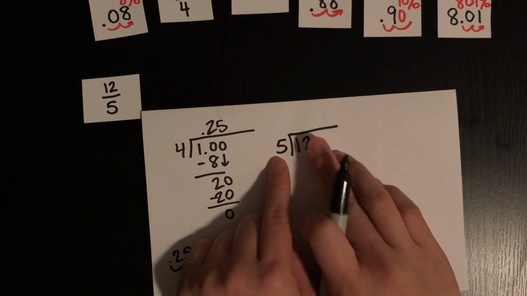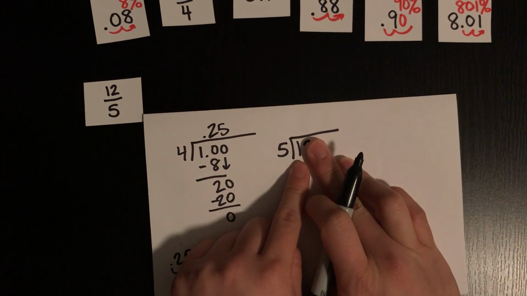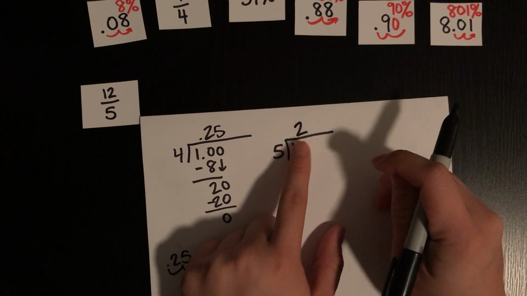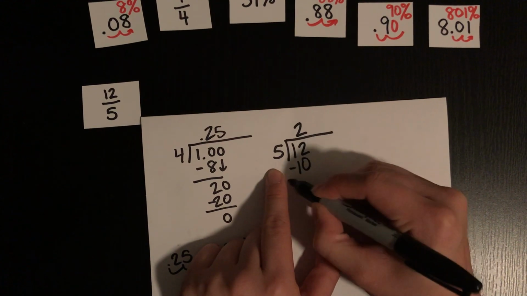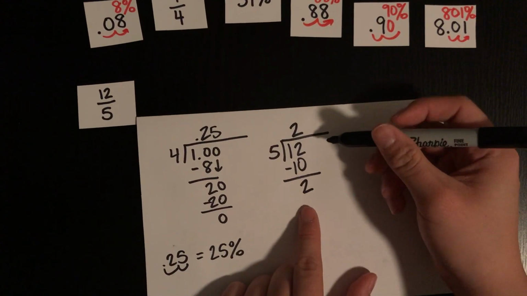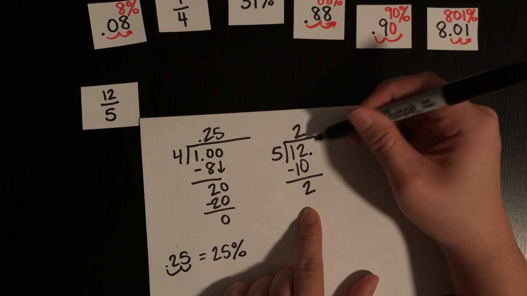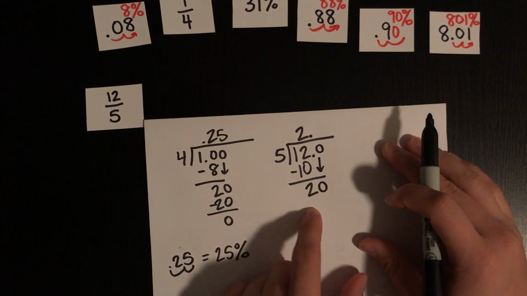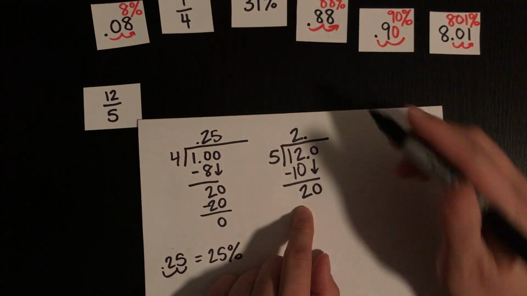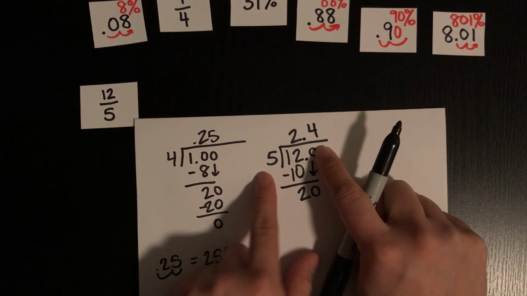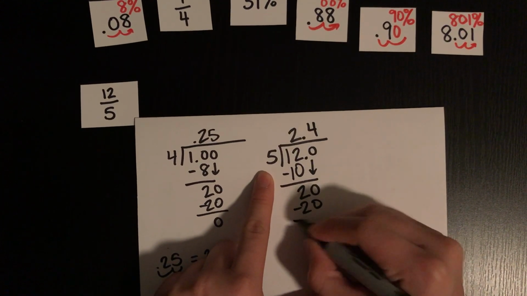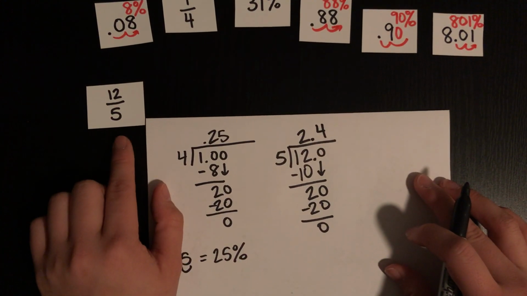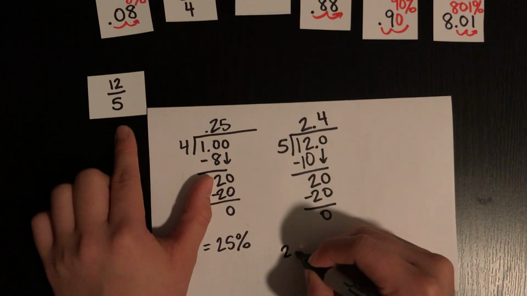How many times can 5 go into 1? It can't, so we're going to look at our next number. How many times can 5 go into 12? 2 times. 2 times 5 is 10. We subtract. We have 2 left over, nothing left to bring down, so we have to add a 0, but remember your decimal place. Okay, now we can bring down this 0 to make 20. How many times does 5 go into 20? 4 times. 4 times 5 is 20. When we subtract, we have no remainders, so we are done with our long division. 12/5 is the same thing as 2.4.